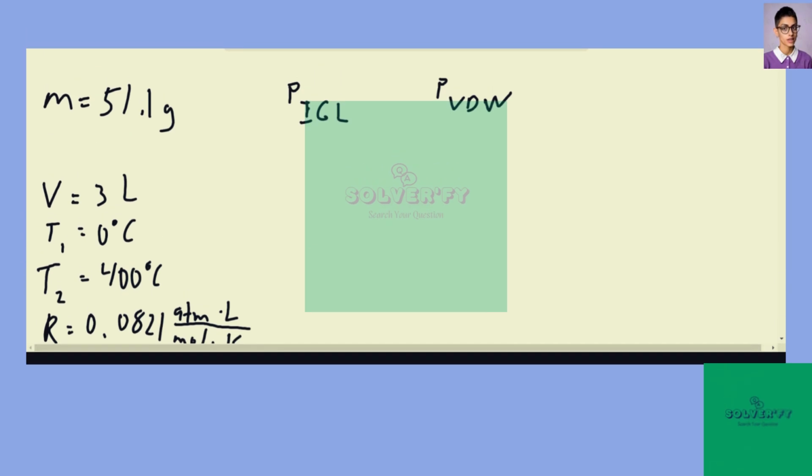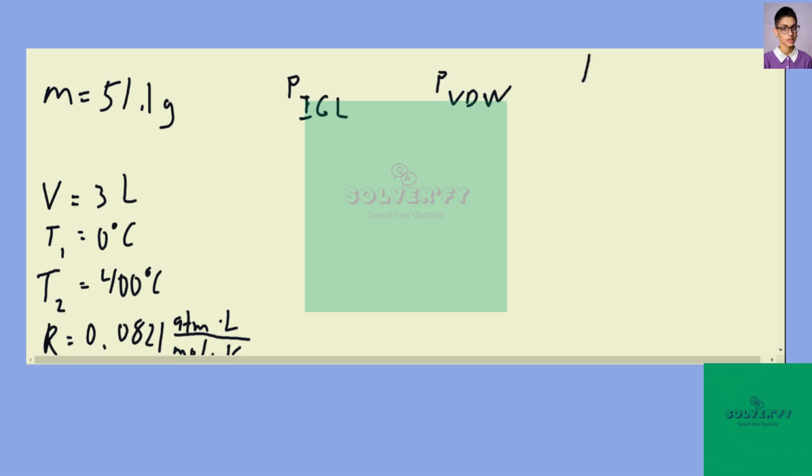In this problem, we're trying to figure out the pressure of ammonia under certain conditions. Just write ammonia up here. We're trying to look at the ideal gas law versus the van der Waals equation. The ideal gas law is PV equals nRT, a very simple equation, and van der Waals essentially builds on that.